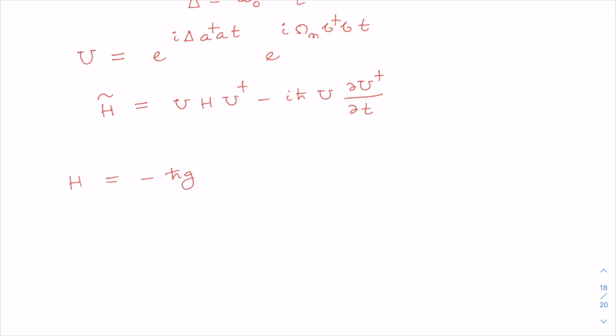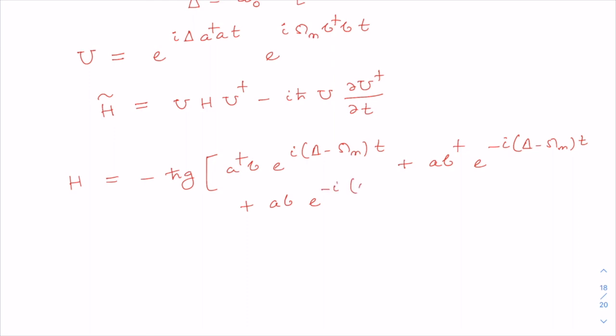That would be −ħz [a†b e^(i(Δ−ω_m)t) + a b† e^(−i(Δ−ω_m)t)], and we'll have terms a b e^(−i(Δ+ω_m)t) and a†b† e^(i(Δ+ω_m)t).